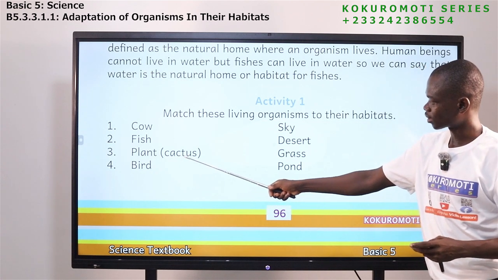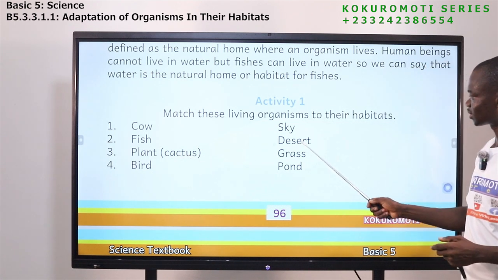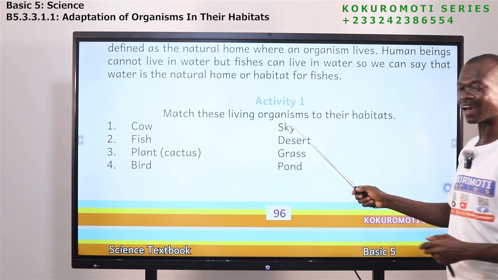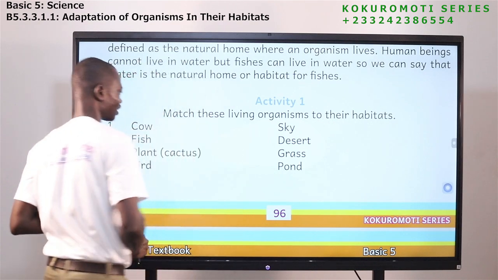Plants. This plant is called cactus. So a cactus is able to survive on deserts. Birds, sky. So these are what? Habitats, and these are organisms.